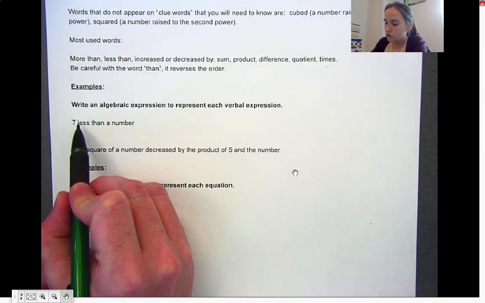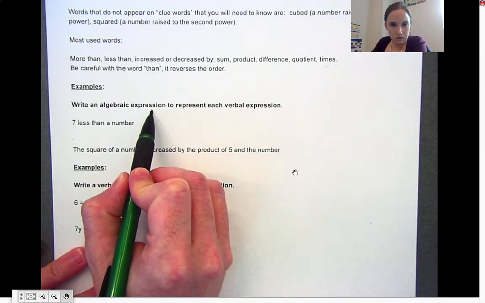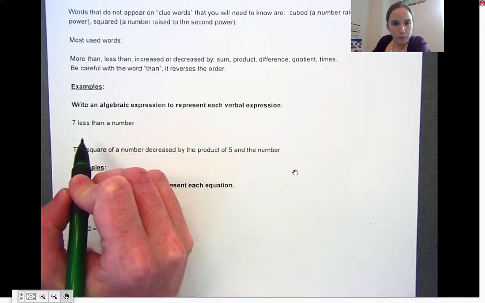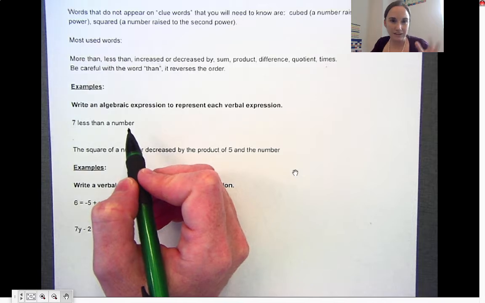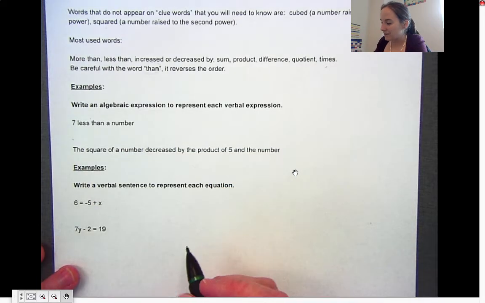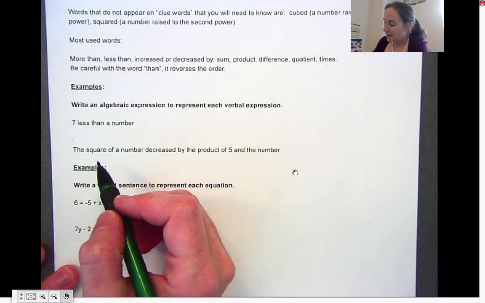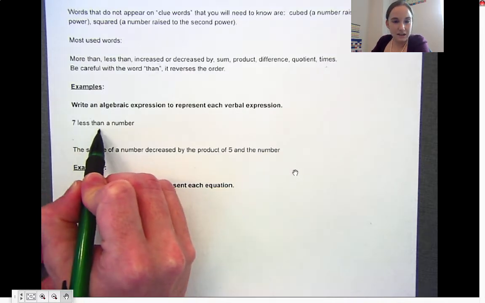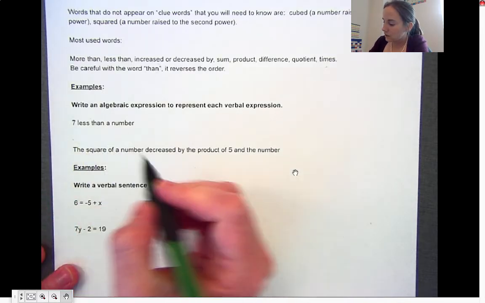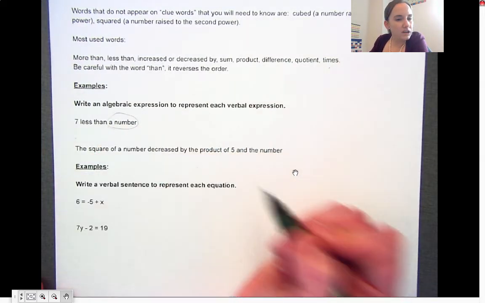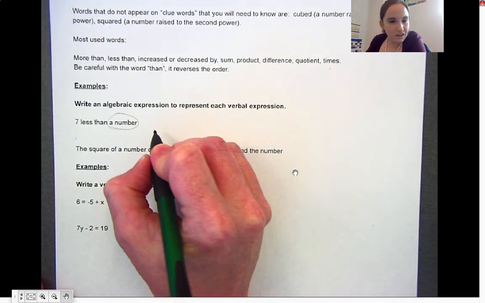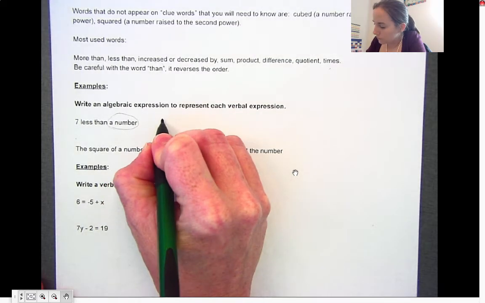The first one, I want you to write an algebraic expression to represent this verbal expression. Verbal means it's written in words. I want you to write it in math, or symbols. So 7 less than a number. 7 less than a number would be some number. We don't know what number it is, so we give it a variable. You can say x, you can say n, it doesn't matter.